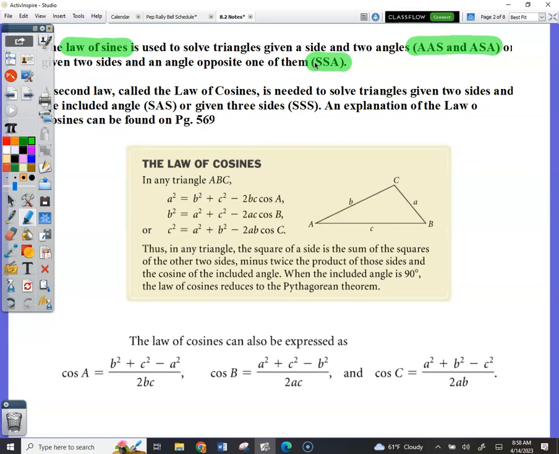Today, we're going to look at law of cosines, which has to be used. I'm changing highlighters because it's a different scenario. Law of cosines is needed to solve triangles when you have two sides and the angle in between, or all three sides.